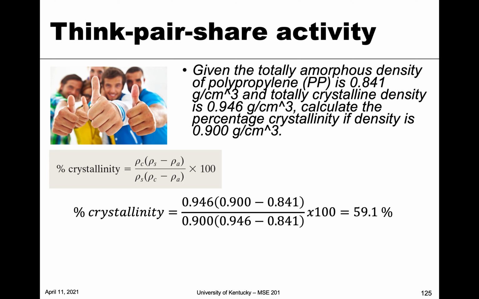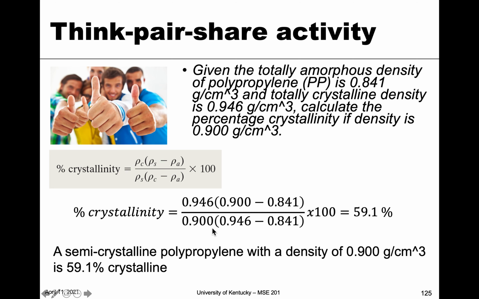59.1% crystalline. So that tells us about 60% is crystalline, and the rest, about 40% or 41%, is amorphous. So again, that will change, obviously, the density, but it will change other properties of that material. So it's important to know the amount of crystallinity. So again, it's a semicrystalline polypropylene, and it has 59% crystalline phase.